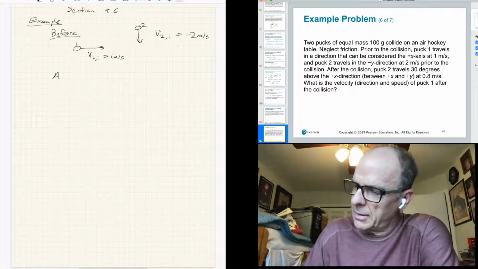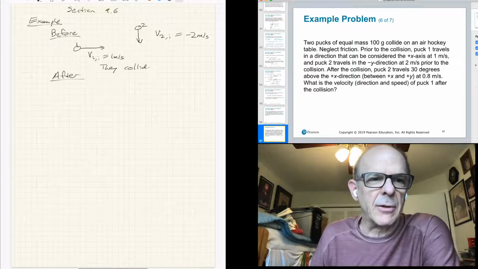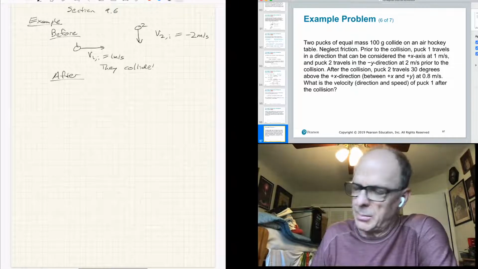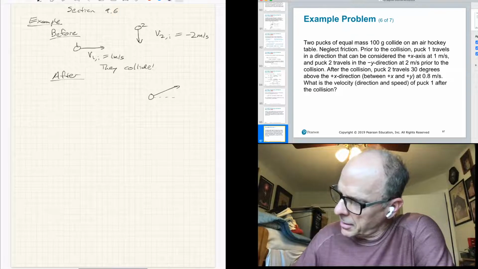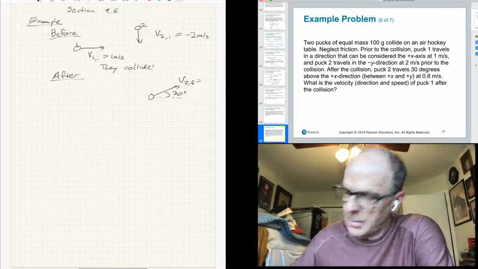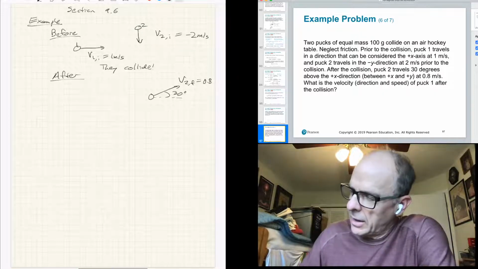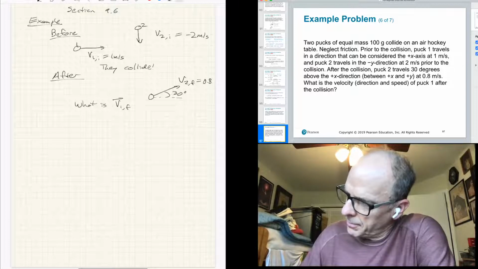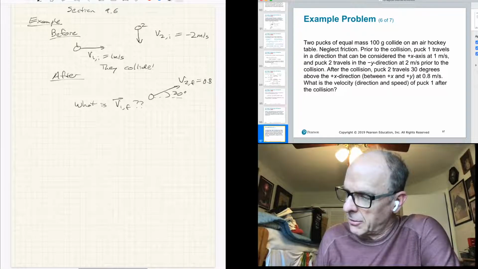After this, they collide. After the collision, puck 2 travels 30 degrees above the x direction at 0.8 meters per second. So v2 final is 0.8 meters per second after the collision at this angle as indicated. And the question is, what is v1 final? And that's a vector. What is the magnitude and direction of the velocity of puck 1 after the collision?